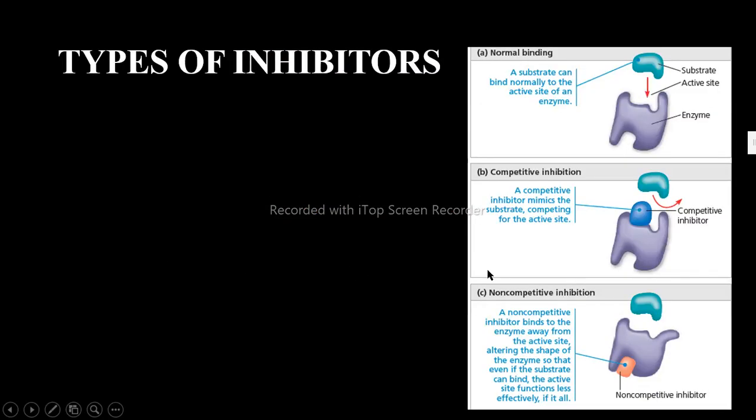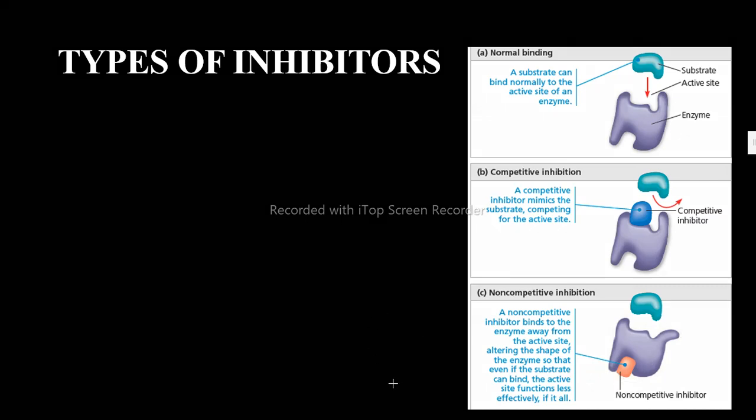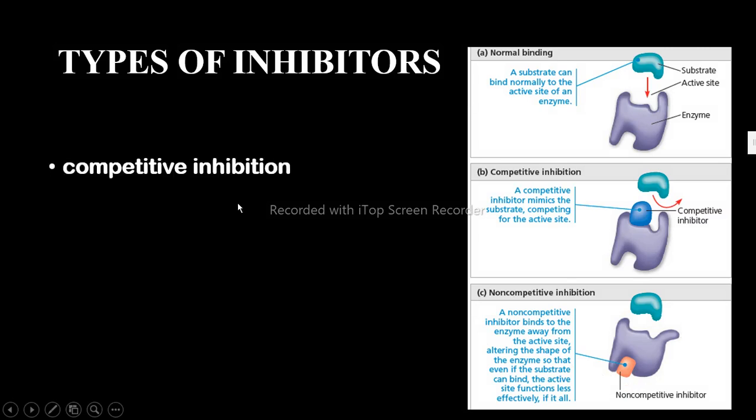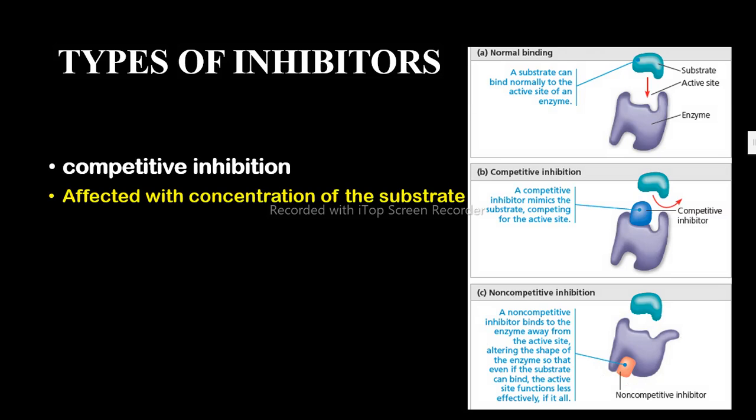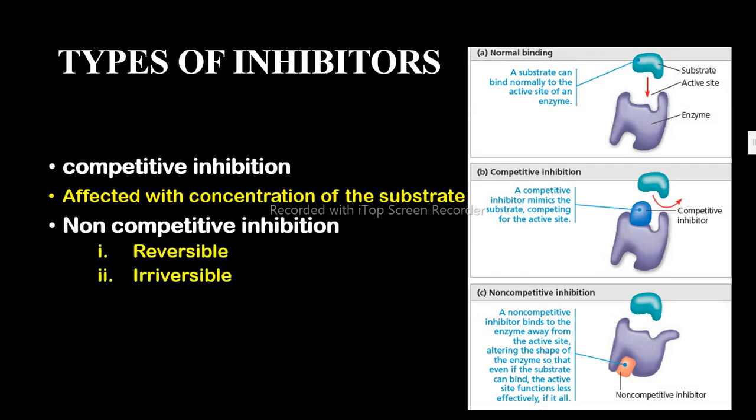Now, they can be categorized into two types, depending on the effect of a given inhibitor on an enzyme. Whereby number one, we can have competitive inhibitors, I think we have it there, and non-competitive inhibitors. I think we also have it there. Competitive and non-competitive inhibitors. Okay?